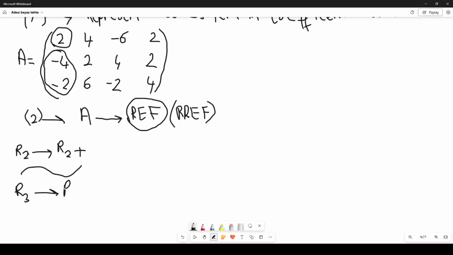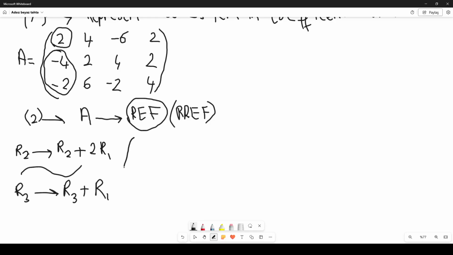Alright, how can I do that? So the way to do so is that multiplying row 1 by 2 and adding it to row 2, I would obtain the required result. And for the row 3, what I should do is that R3 plus R1 would give me the desired result.